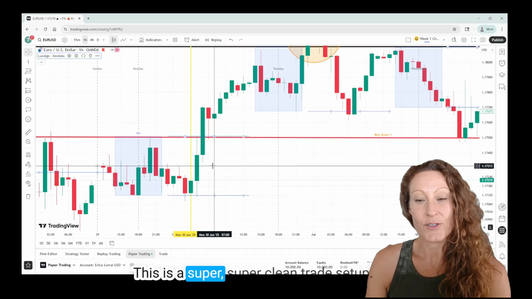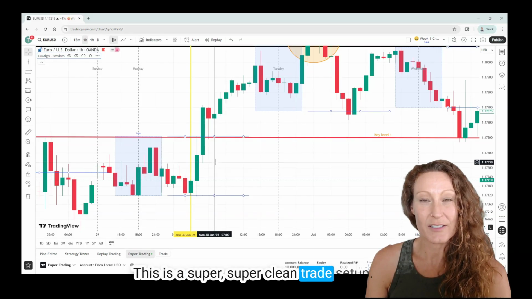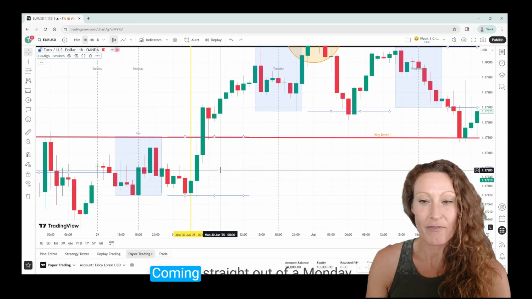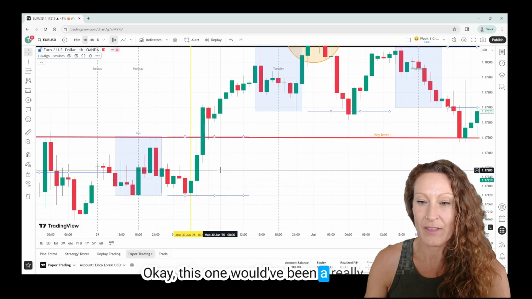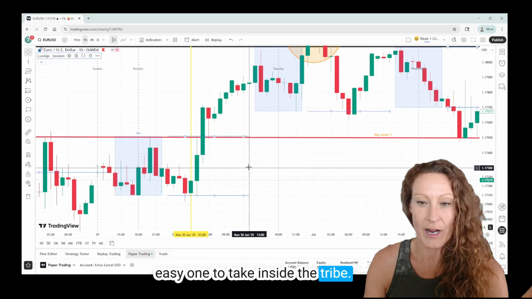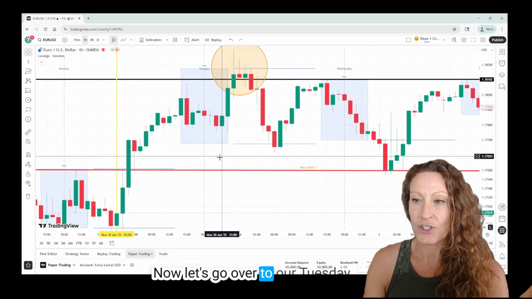This is a super, super clean trade setup. Absolutely perfect, coming straight out of a Monday. Beautiful, beautiful setup. Okay, this one would have been a really easy one to take inside the tribe. Okay, now let's go over to our Tuesday.